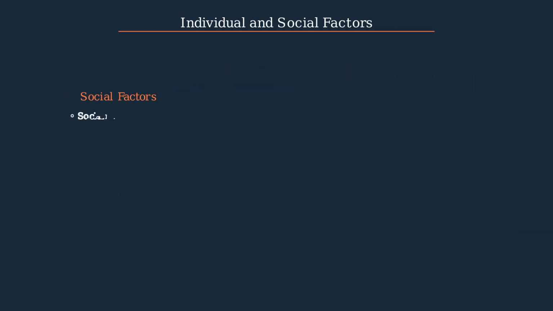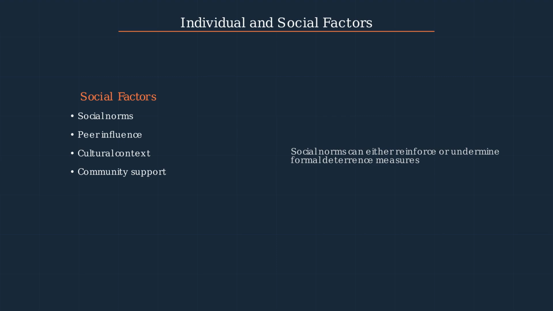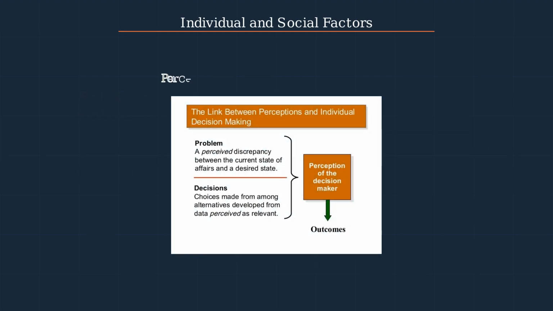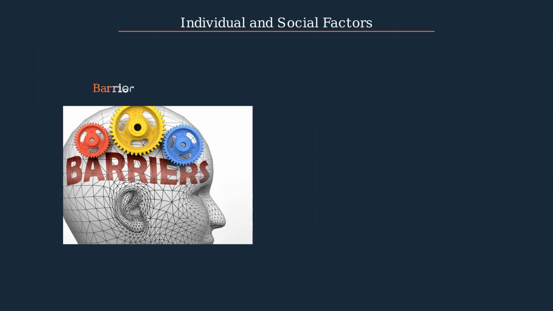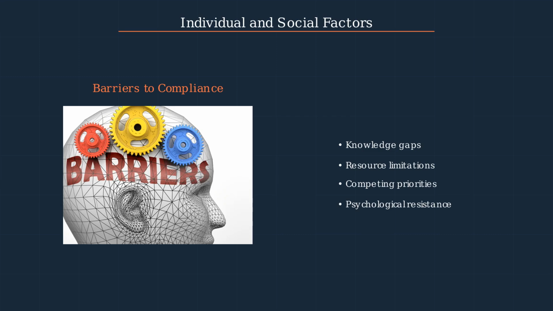Social factors including norms, peer influence, and cultural context also play a significant role in determining compliance. These individual and social factors influence how people perceive problems, evaluate information, and make decisions about compliance. Numerous barriers can prevent compliance with public health measures, including knowledge gaps, limited resources, competing priorities, and psychological resistance.